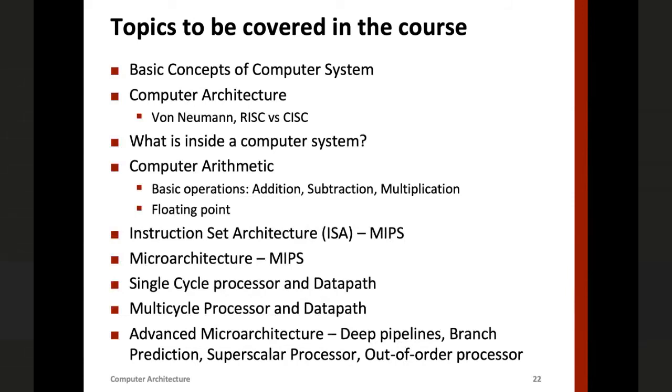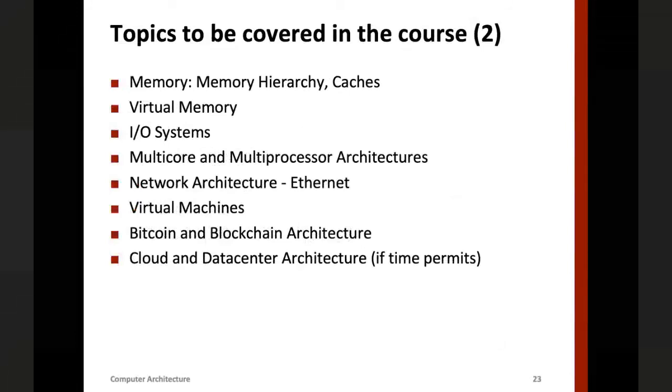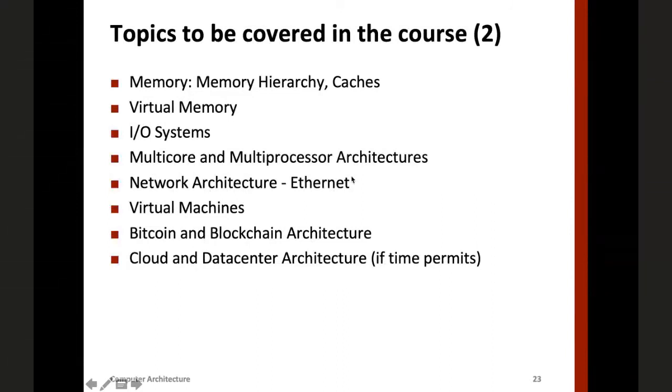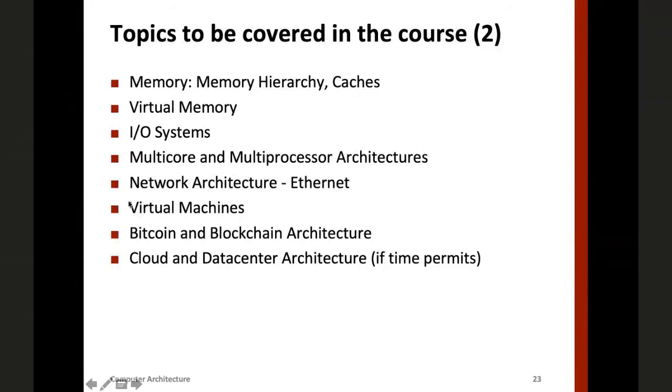Okay, we'll look at single cycle design, multiple cycle design. We'll look at deep pipelines, branch prediction, etc. We'll go to memory hierarchy, virtual memory, I/O system, multi-core and multiprocessor architecture. I'm not sure if you guys have covered Ethernet in your networking course. If you have not covered it, then we can cover this also. Similarly, if you have not covered VMs so far, we'll look at VMs because VMs become the basis for the data center, right? So we'll look at that.